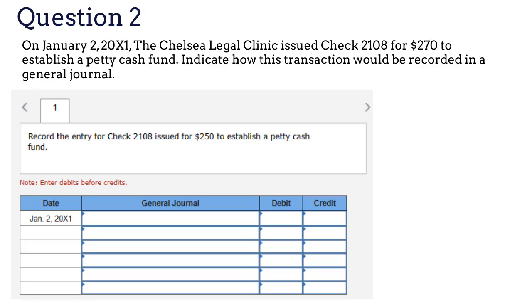Okay, here is question number 2. On January 2nd, the Chelsea Legal Clinic issued Check 2108 for $270 to establish a petty cash fund. What do you think the entry for this is? The Chelsea Legal Clinic took $270 out of their bank account and put it in the petty cash box in their office. So, we know that the petty cash fund increased by $270.